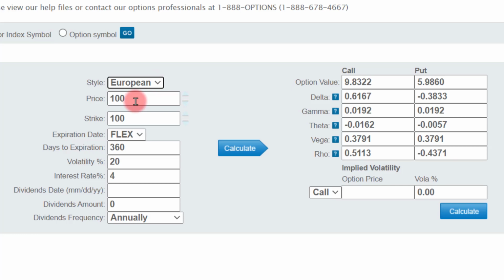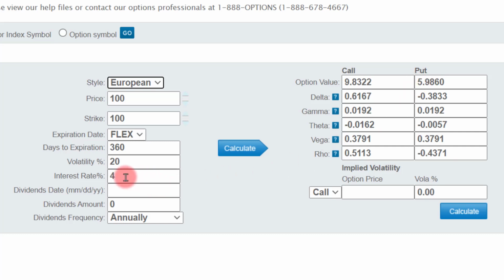Let's use a stock price of 100, strike of 100, 360 days or 1 year. I'm doing that just to make the math easier. 20% volatility, and I'm going to start with 4% interest rates. We choose calculate. We get a call price of about 9.83 and a put price of 5.98.